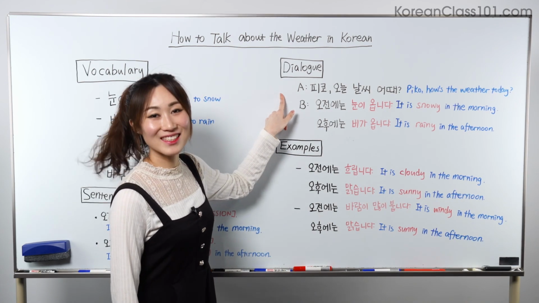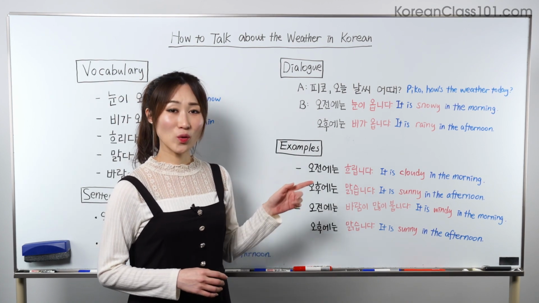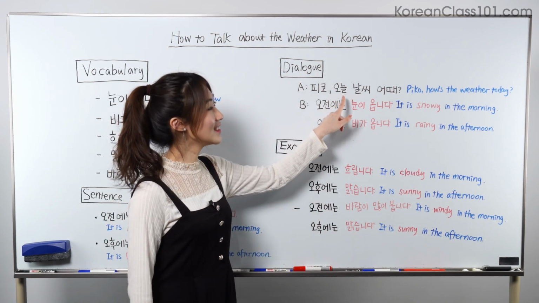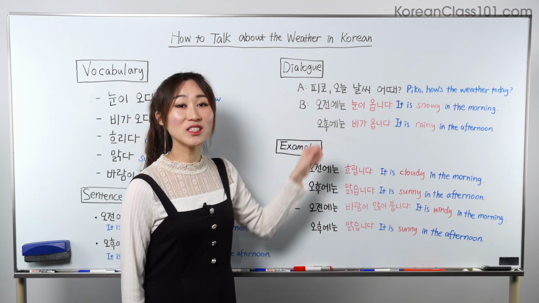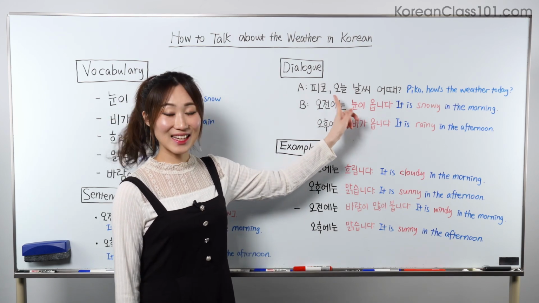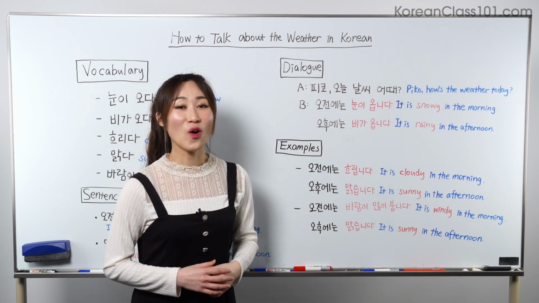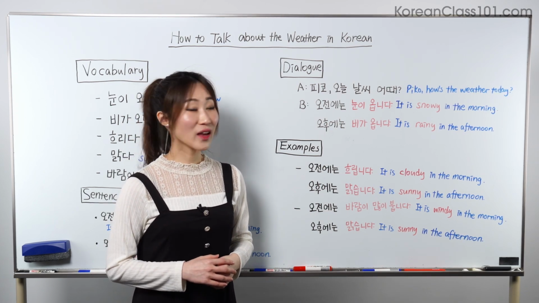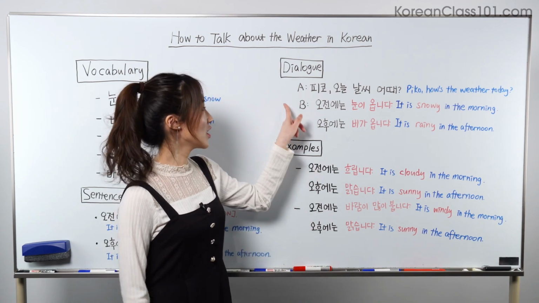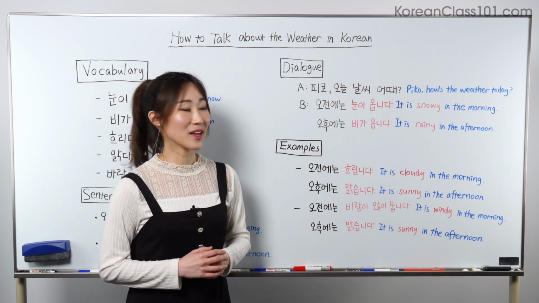Okay, so first sentence is 피코, 오늘 날씨 어때? 피코 is the name of the digital assistant. 오늘 means today. 날씨 means weather. 어때? It means how is or how about. How's the weather today? 피코, how's the weather today?